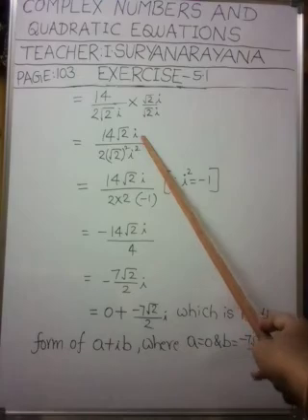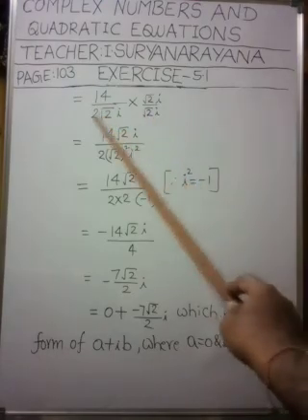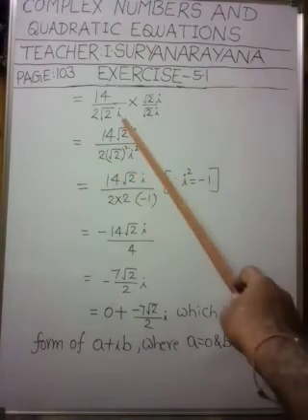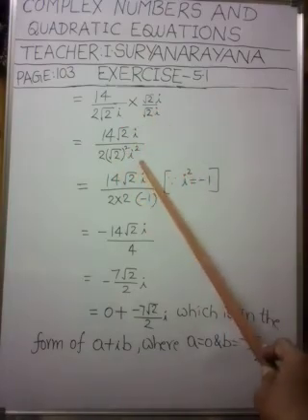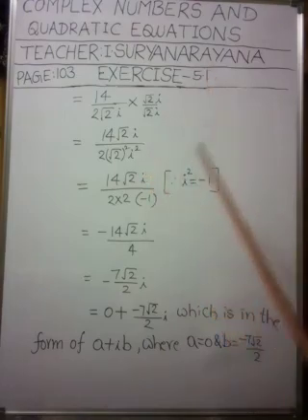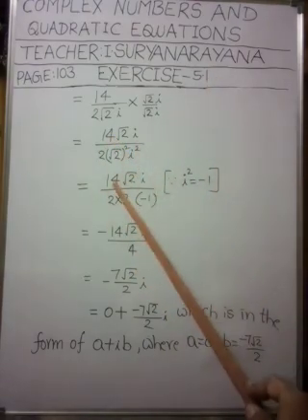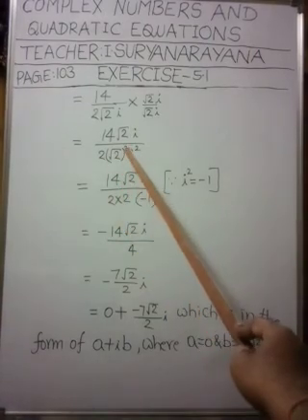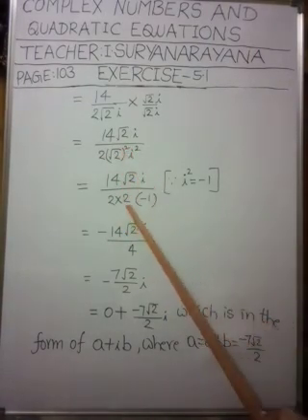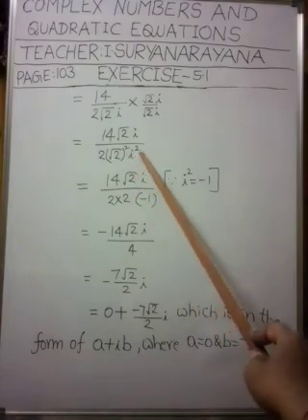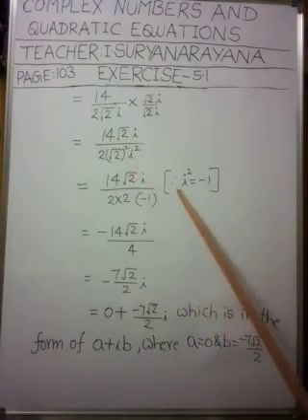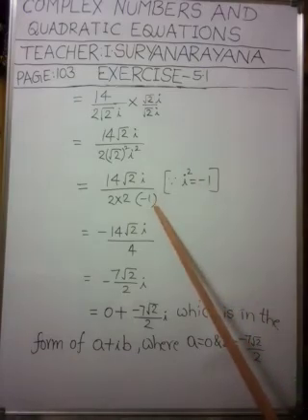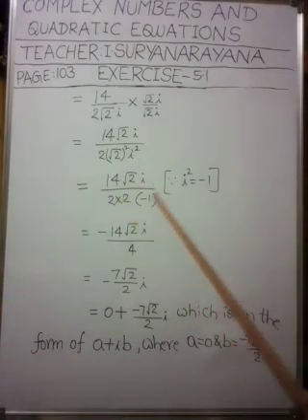Understood numerator, my children? By, we multiply the denominator, 2 into root 2 into root 2 whole square, i into i square. Understood this denominator, my children? Right. That is equal to, we write numerator as it is, 14 root 2i by 2 into root 2 whole square. What is the value of root 2 whole square? 2 only. Into, what is the value of i square? Minus 1. Because i square value is minus 1. Understood the denominator, my children? Right. Understood this step, my children?